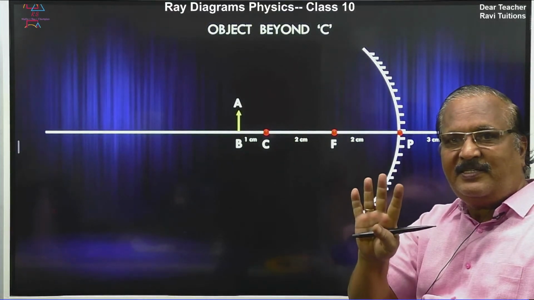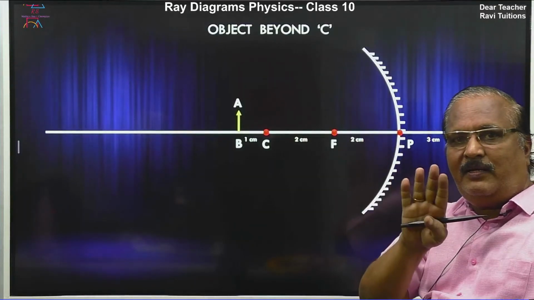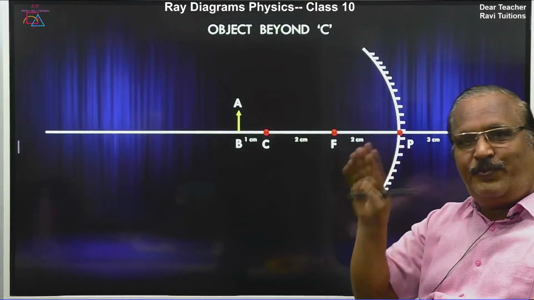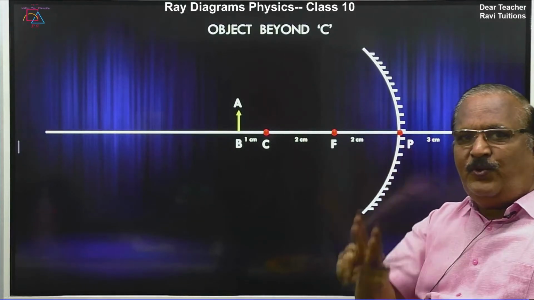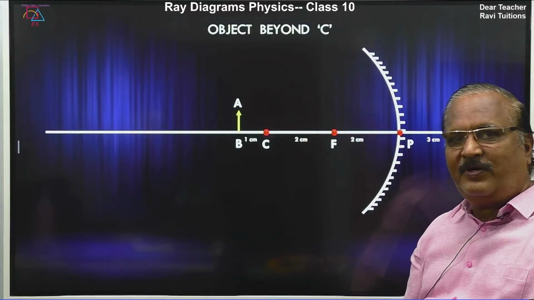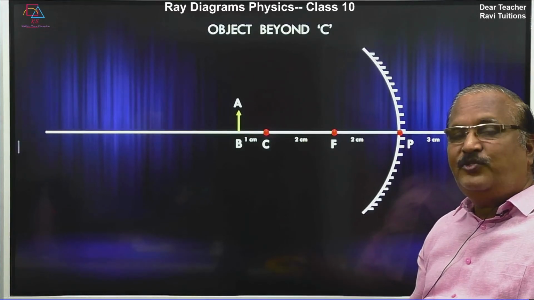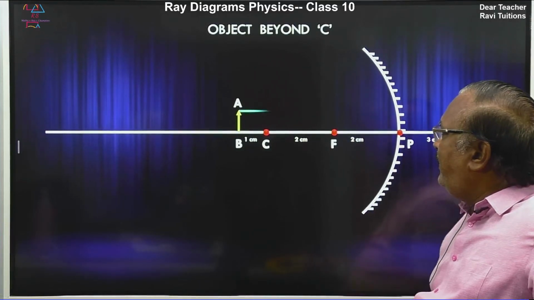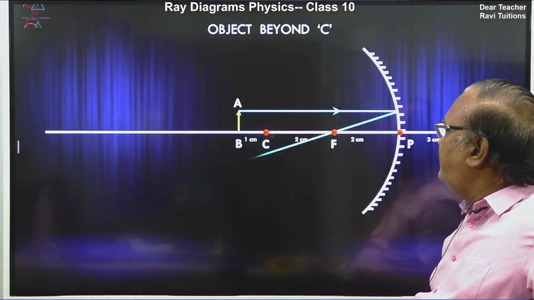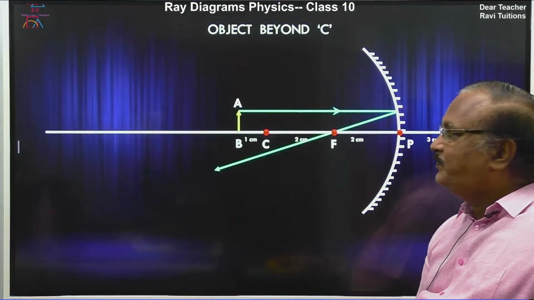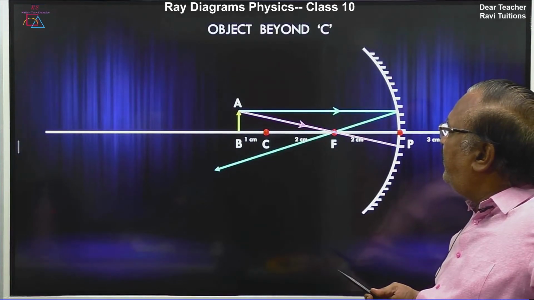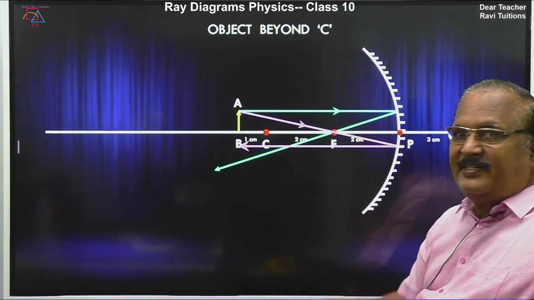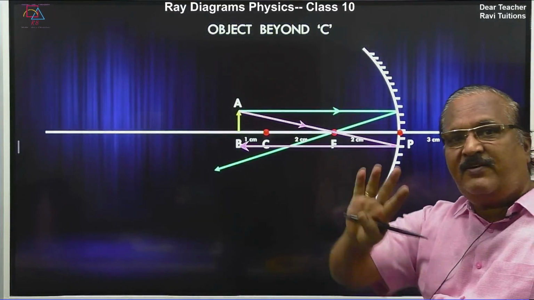Now we have learned four rays: parallel ray, through center of curvature, through focus, and through P. You draw any two rays so that they intersect after reflection. The parallel ray goes through the focus. Again, draw a ray through the focus; it will be parallel to the axis. These two intersect.